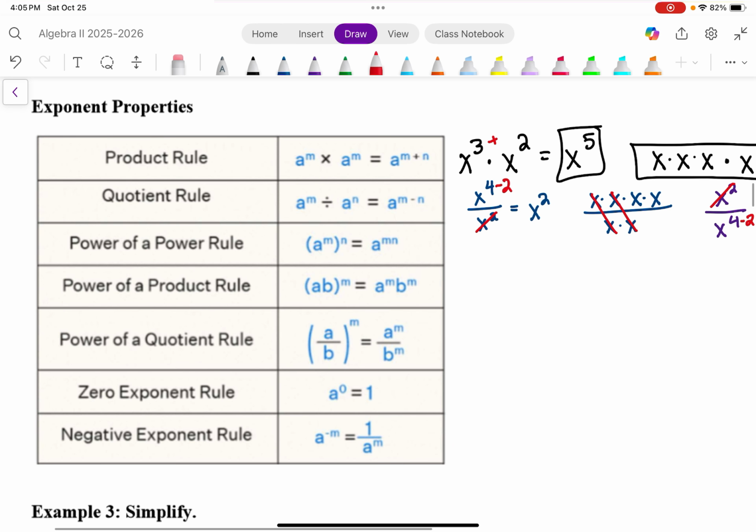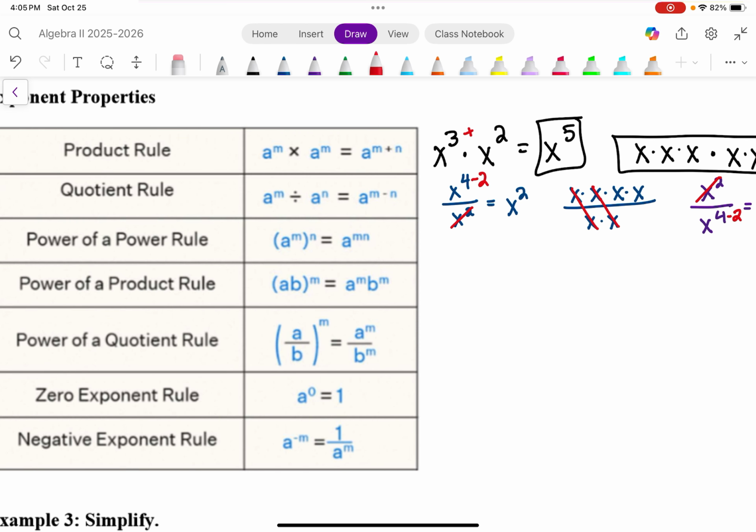Okay. Then next we have a power of a power rule. So that's when you have some base with an exponent raised to another power. Those are just going to be multiplied together. So an example, if we had x squared raised to the power of 3, that would just be x to the power of 6.